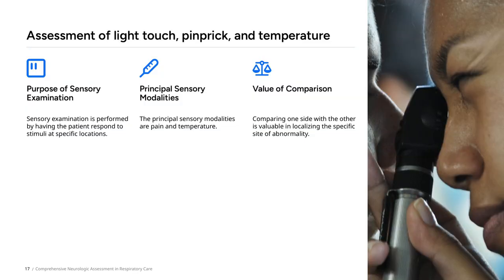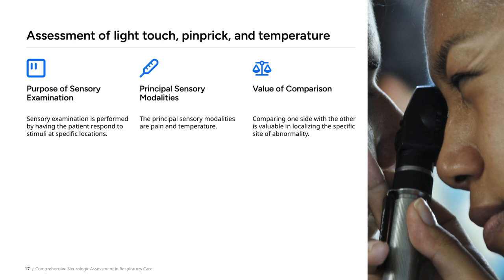When assessing light touch, pinprick, and temperature, it's essential to compare one side of the body with the other. This comparison helps us localize the specific site of any abnormality more accurately. By looking at the differences between sides, we can determine if a lesion is affecting the sensory pathways on one side or perhaps both. The main sensory modalities we focus on are pain and temperature.